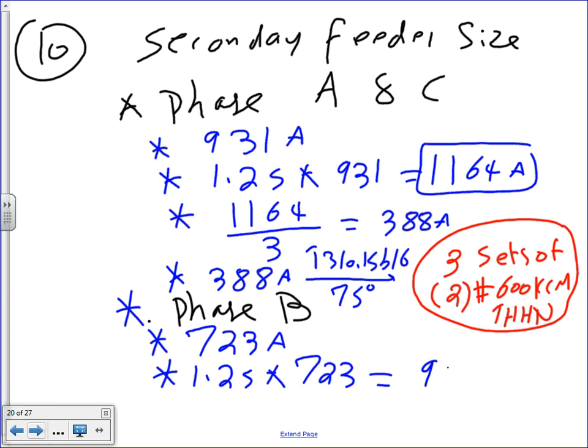904. 904 amps, thank you, sir. 904. Now, I paralleled. Now, here's what you're gonna do. Now remember, how many sets did I run for A and C? 3 sets.